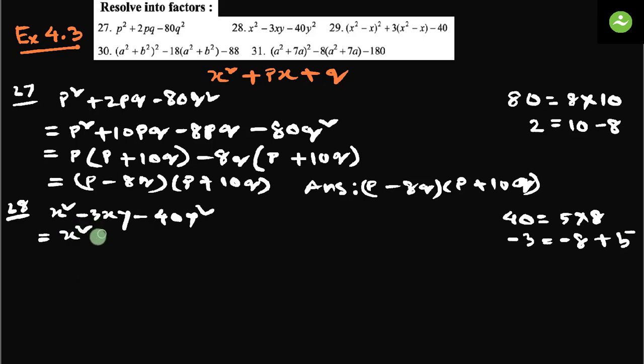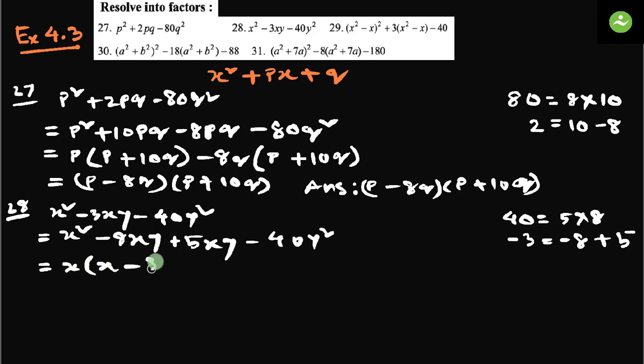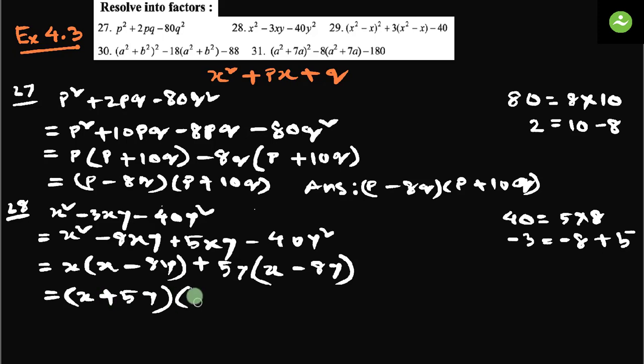x square minus 8xy plus 5xy minus 40y square equals, what we can take common, x into x minus 8y plus 5y common, x minus 8y, equals x plus 5y into x minus 8y, and that is the answer, x plus 5y into x minus 8y.